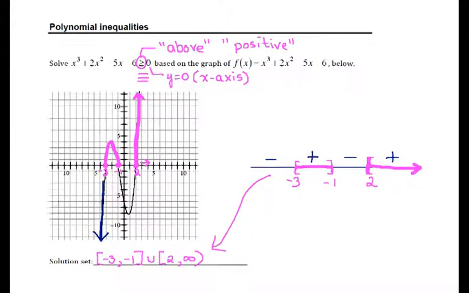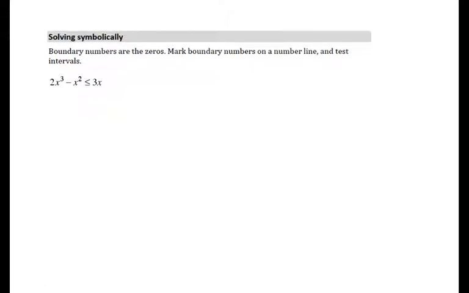This is the process we're going to follow when solving symbolically. We call these numbers that make up the endpoints of our intervals boundary numbers. The boundary numbers are just the zeros of the polynomial because, as we saw from the graph, they're the x-intercepts of the polynomial graph. So our process is to mark the boundary numbers on a number line and then to test the intervals. And we will talk more about how to do this part. This is the only part that we haven't seen yet, right? We'll talk more about how to do this part as we get into this next example.